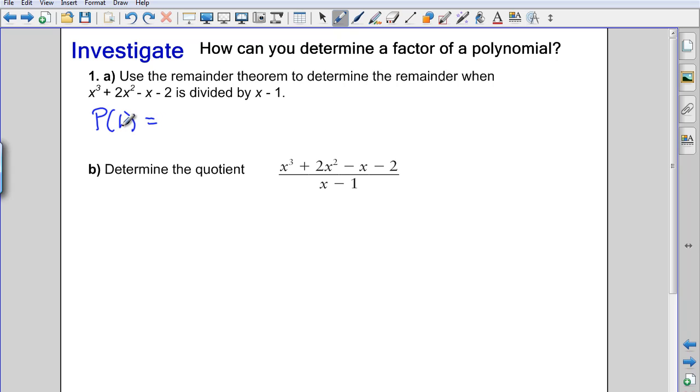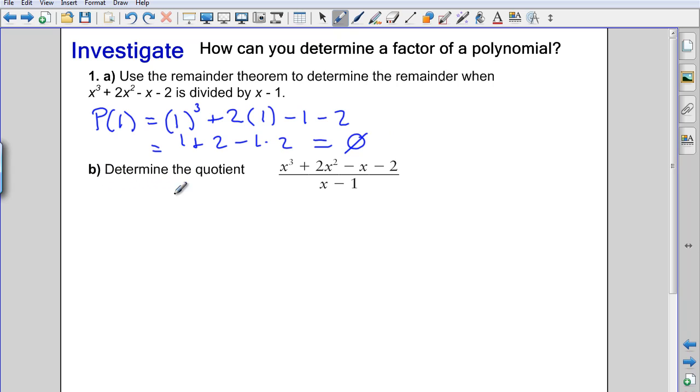I'm going to try and find the remainder when x is equal to positive 1. The remainder theorem says that we replace each of the x's with the number in question and solve. And the end result in this particular case is 0. This is very important, as we'll see in a few minutes.